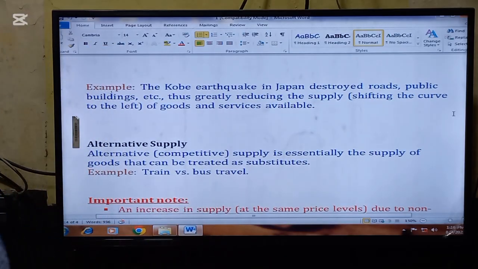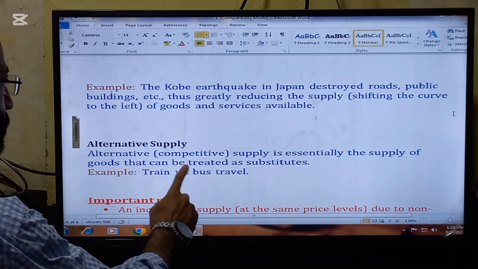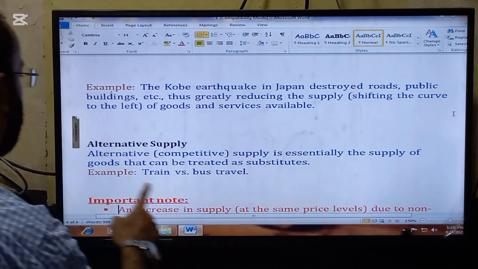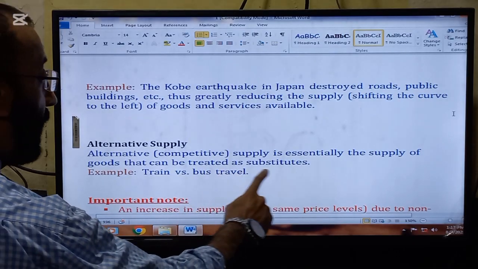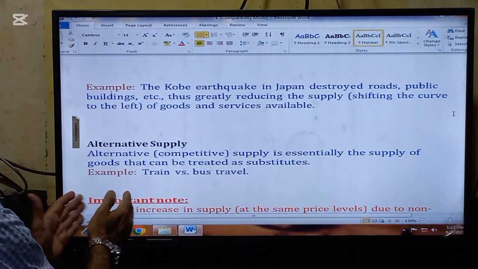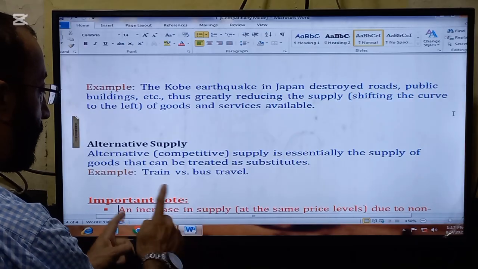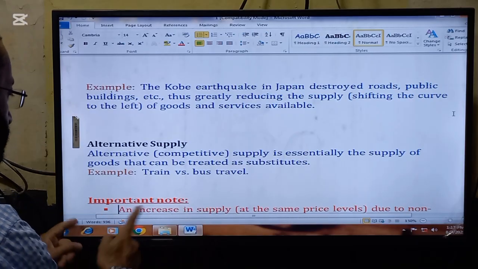Here is a short definition: alternative supply. Alternative supply, which is also called competitive supply, is essentially the supply of goods that can be treated as substitutes. For example, train versus bus, because they are competitive in supply.